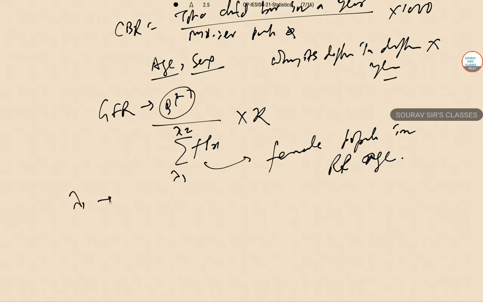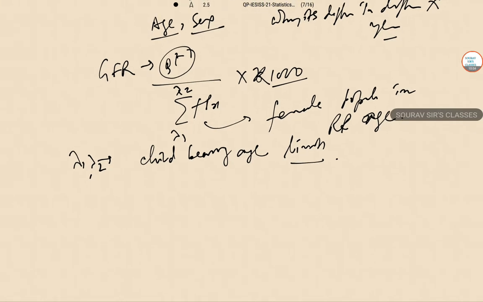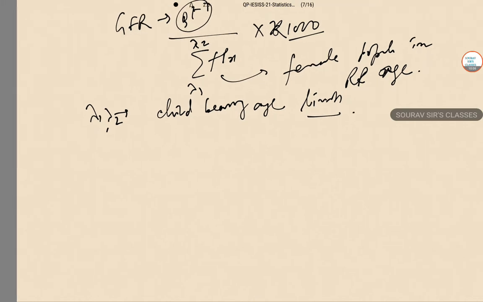Lambda 1 and lambda 2 are the lower and upper limits of the female childbearing age. Age limits. Okay, and this k is a constant. Usually we can put it as 1,000 as well, in every 1,000 people. So the fertility rate may be defined as the number of babies per 1,000 women in the reproductive age group.